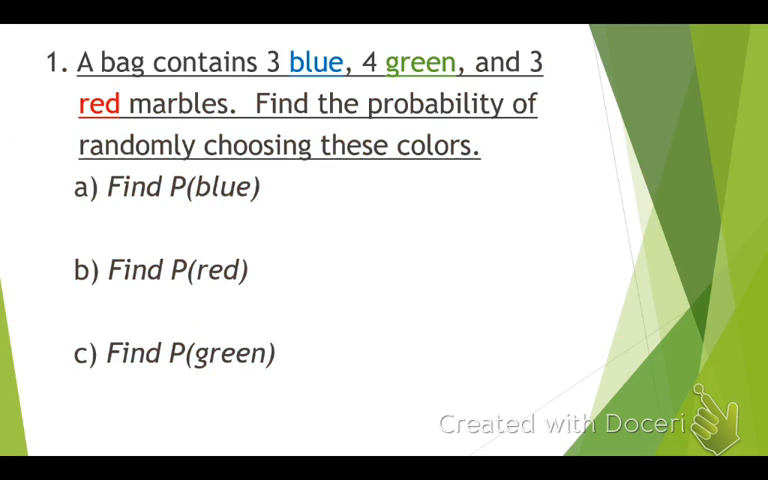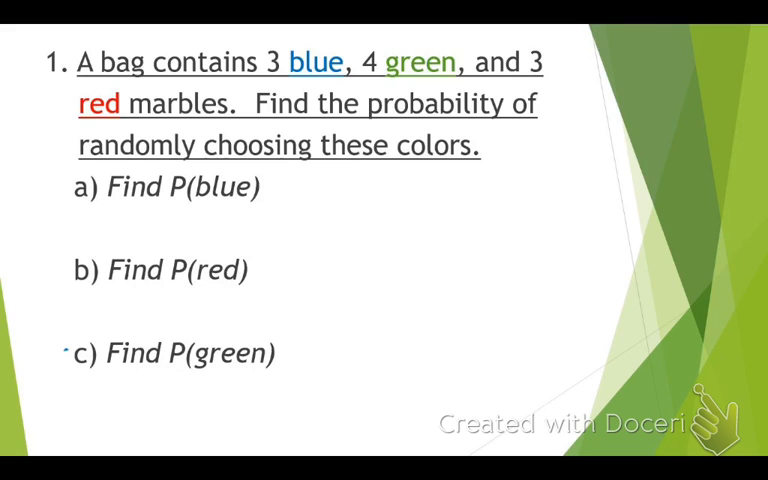Okay, so let's look at an example for number 1. For this right here, we are going to be doing theoretical probability. The reason why is we're guessing in theory of what will probably happen. We're not actually doing an experiment, so that's why it's theoretical. A bag contains 3 blue, 4 green, and 3 red marbles. Find the probability or the likelihood of randomly choosing these colors. So let's just imagine right here. Find P. What do you think P stands for? Probability, okay? So find the probability that if I stick my hand into that bag, I will pull out blue, okay? So favorable outcomes over total outcomes.